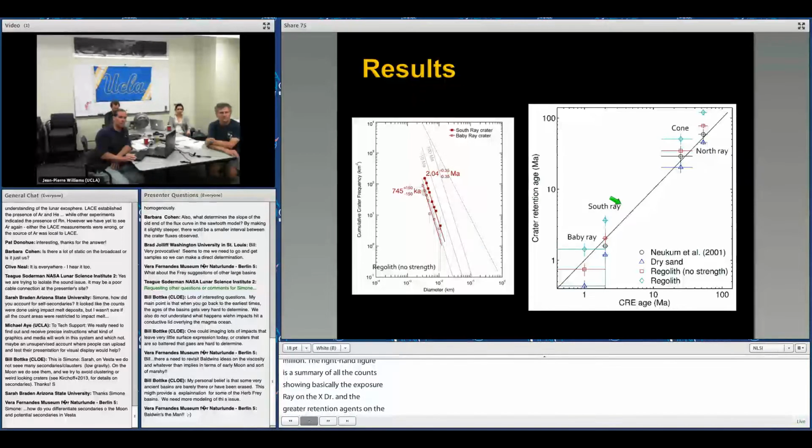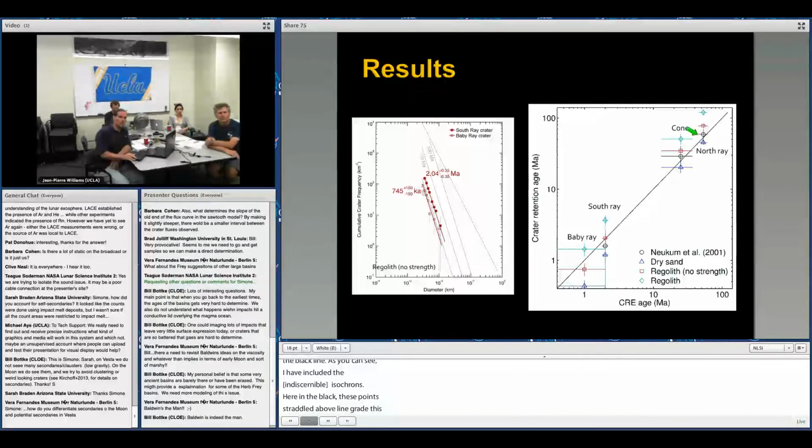And then you can see I've included the Neukum et al. isochrons. You can see here in the black, these points straddle that black line, which is no surprise because the Neukum isochrons were meant to fit these cosmic ray exposure ages. Then in the blue, red, and cyan colors, I have the dry sand, the regolith with no strength, and then the regolith, so sort of increasing strength in the isochron models from the target material. My dry sand and cohesionless regolith models straddle the Neukum et al. values and this black line.